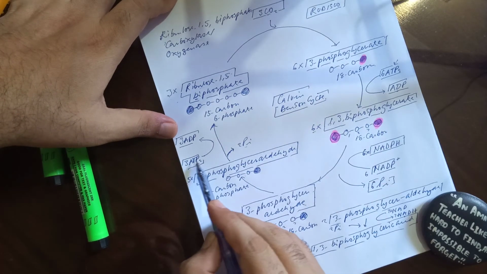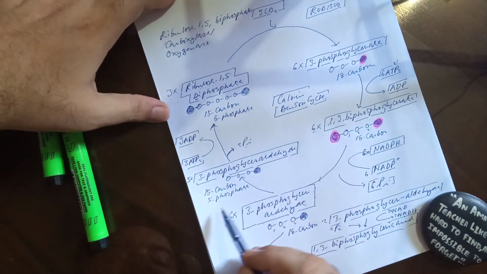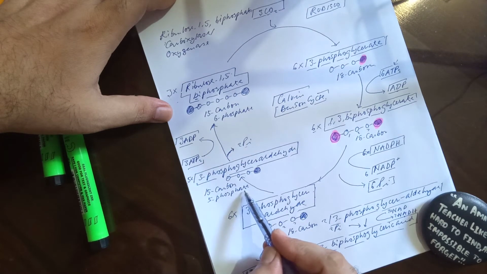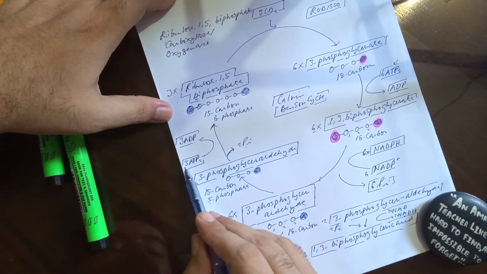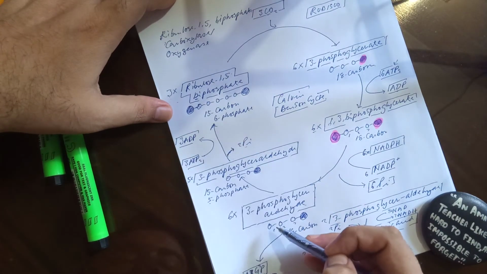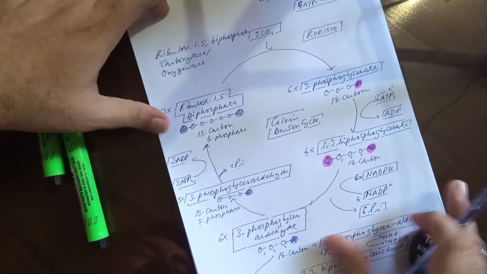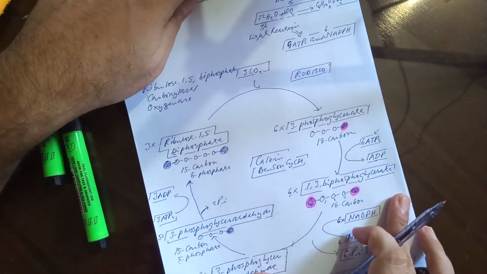So 3 ATPs are consumed back again to produce ribulose 1,5 biphosphate. 15 carbon done. 5 phosphate, but 2 are missing. Then again, how many? 2 are missing. 3, but you get 3 more. You get 6 of these phosphate groups. I hope we have made sense. Now see, we have understood what is the reaction, how things have gone.